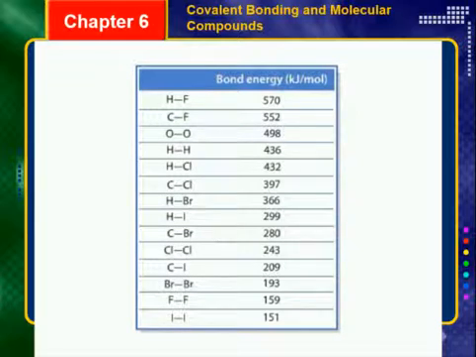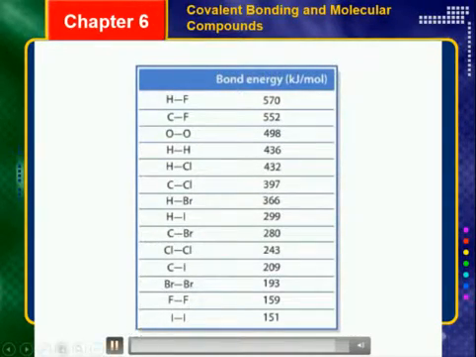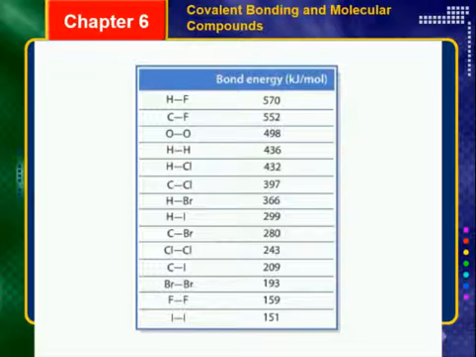This is called the bond energy. Bond energy varies with different kinds of atoms, as shown in this table. This table is telling you that for a mole of hydrogen-fluorine bonds, you need 570 kilojoules to break those bonds. For carbon to fluorine, you need 552 kilojoules per mole. For oxygen to oxygen, you need 498 kilojoules per mole in order to break those bonds. So bond energy, because it's the amount of energy needed to break a covalent bond, also represents the measure of strength of that bond.